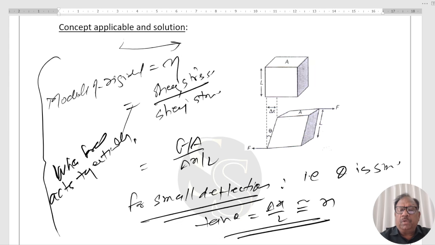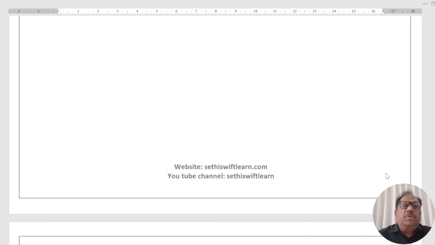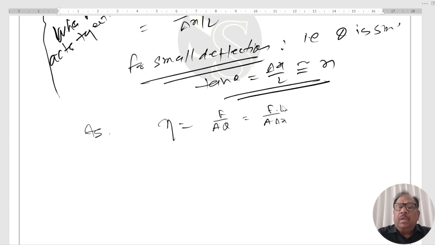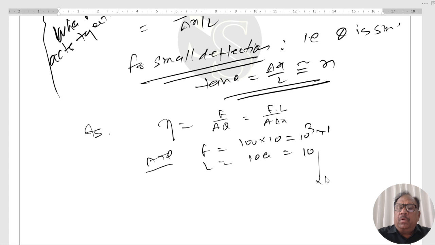Now start with the solution of the question. As modulus of rigidity is equal to F upon A theta, we can also write F upon A tan theta, or delta X into L. According to the question, F equal to 100 kg, 100 into 10, 10 to the 3 Newton. Length 10 centimeter, that is 10 into 10 to the minus 2 meter, that is 10 to the minus 1 meter.